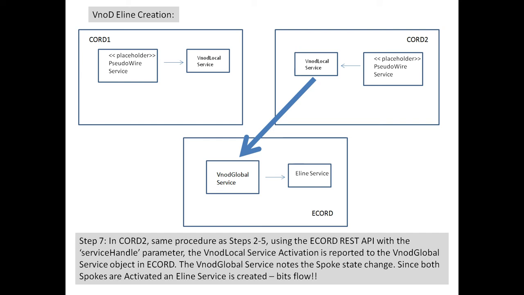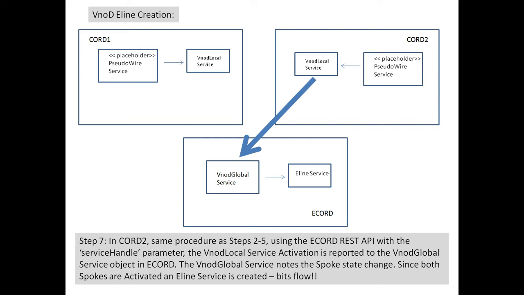Now it's going to report to VnoD global. VnoD global is going to make a different determination now, because it sees both endpoints are up, both spokes are up, and it knows it now needs to do its data plane work. It's going to drop into its data plane and create that E-line across the eCord, effectively creating our end-to-end Pseudowire to E-line to Pseudowire connectivity. So a slight difference there in what happens in the interaction of Cord 2, and that's worth talking about in the slides.